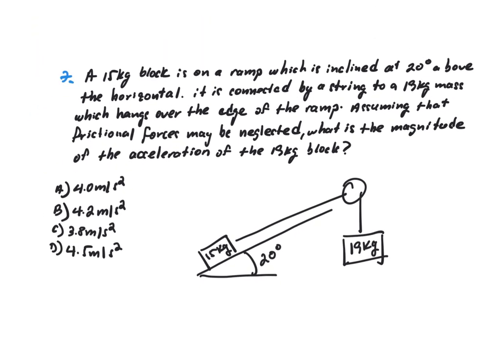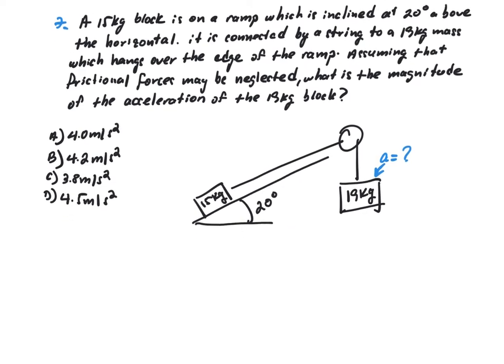Okay, so moving on to question 7 of test 2 part 2. A 15-kilogram block is on a ramp which is inclined at 20 degrees above the horizontal. It is connected by a string to a 19-kilogram mass which hangs over the edge of the ramp. Assuming that frictional forces may be neglected, what is the magnitude of the acceleration of the 19-kilogram block? So they want to find the acceleration for the 19-kilogram block.